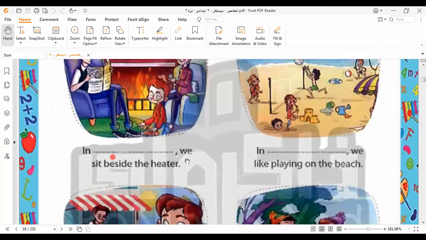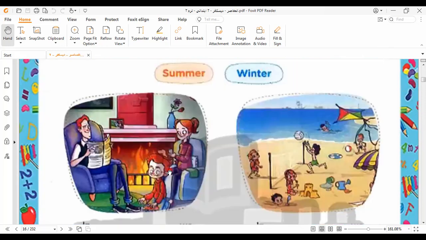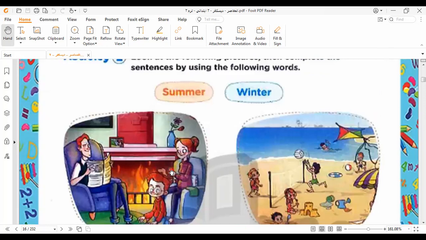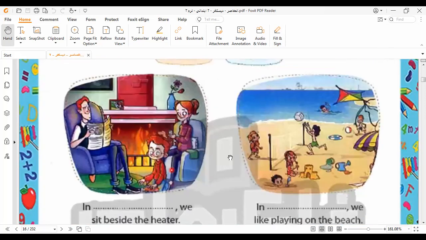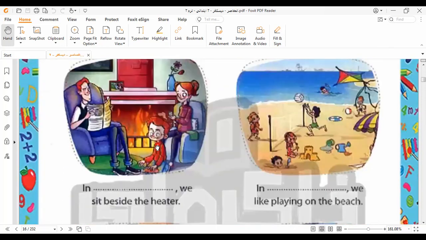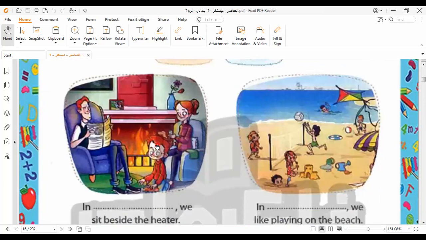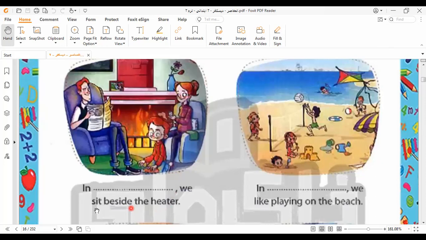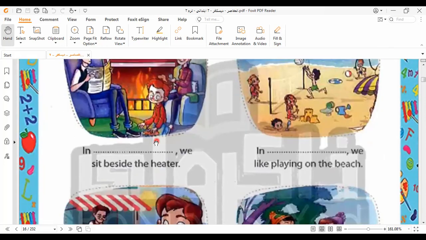In space, we sit beside the heater. All of us, when we sit beside the heater, can we sit beside the heater in summer, in the hot weather, or do we sit beside air conditioners and fans? In summer, we sit beside air conditioners and fans. So which season do we sit beside the heater in? In winter. So I will select winter and write winter here. Okay.